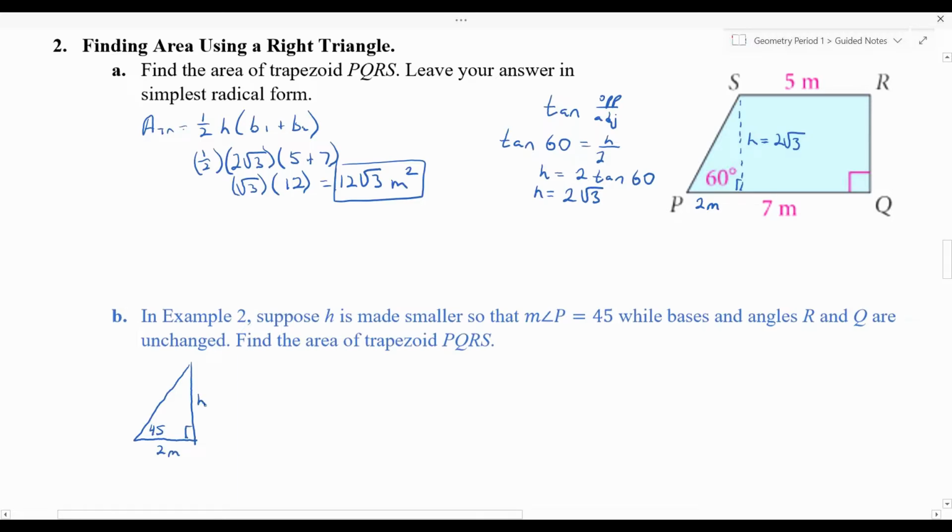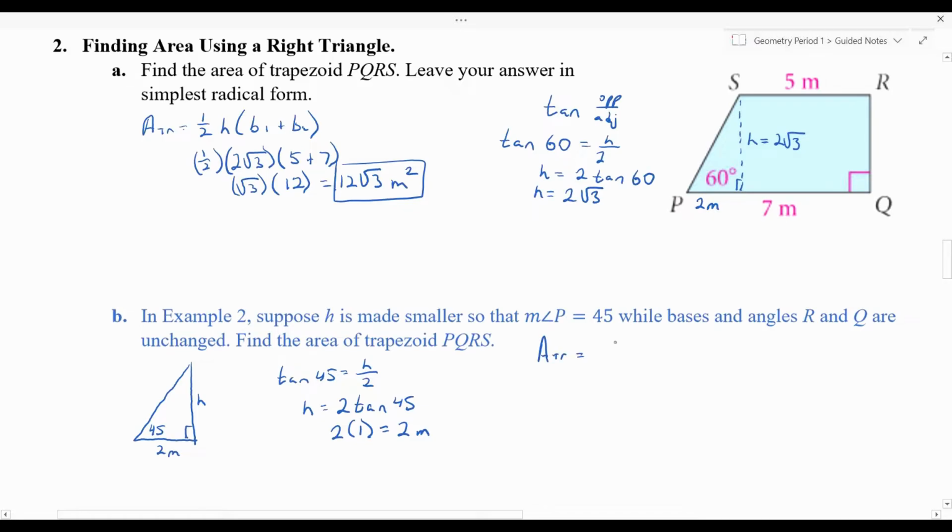So the fact that we're using tangent does not change. So we're going to say that tangent of 45 equals height, which is our opposite, over adjacent, which is 2. And we solve for h, and we get that h equals 2 times tangent 45. All right. And it just so happens that tangent of 45 degrees is 1, so it's 2 times 1, which is 2. So our height is 2 meters. So we go ahead and we use the area formula for a trapezoid.